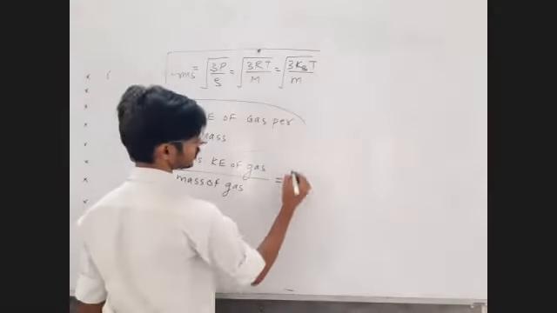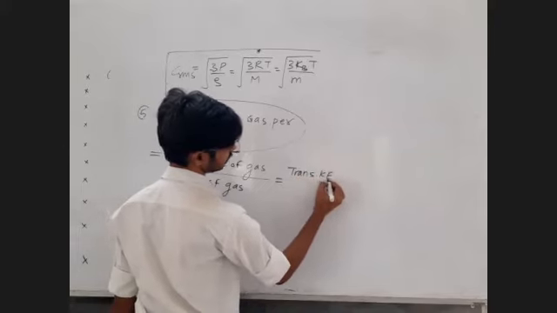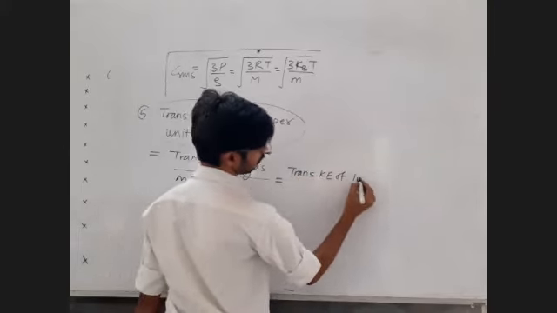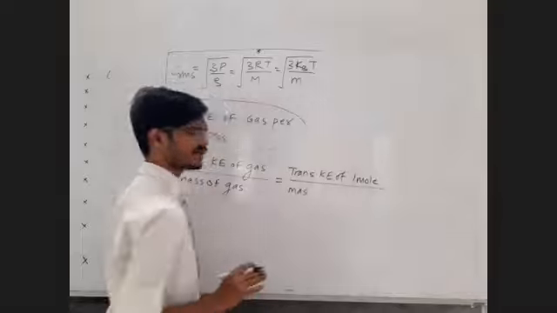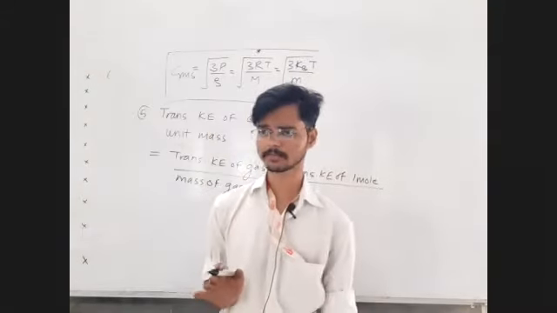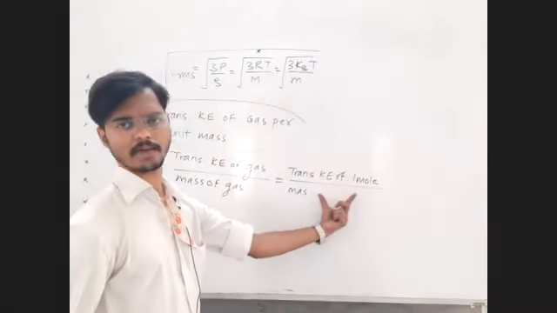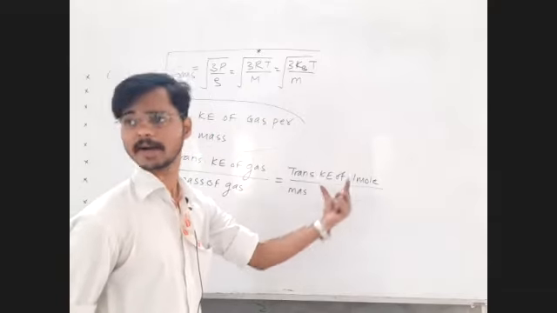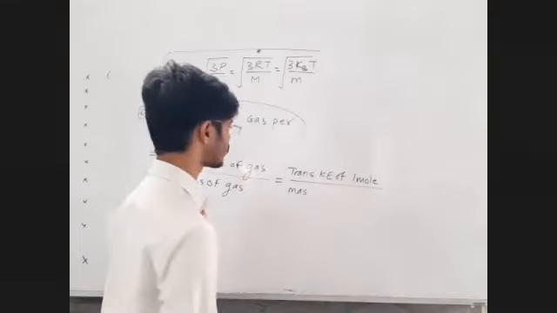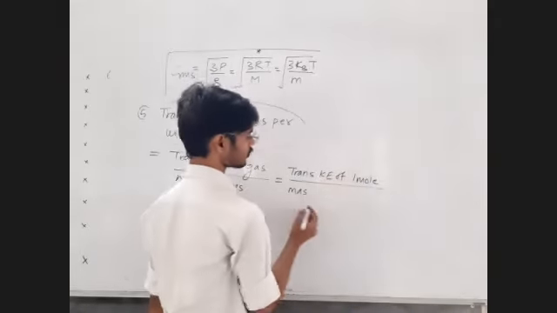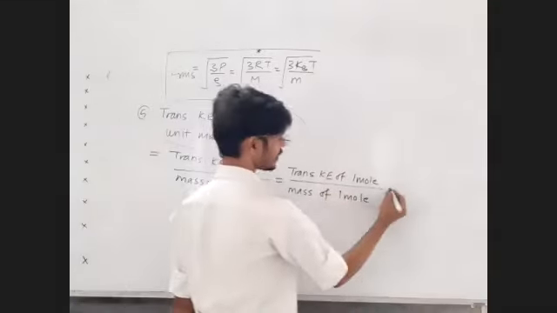Or the second way is also there. Translational kinetic energy of 1 mole divided by mass of 1 mole. Ultimately, KE per unit mass is to be found out. So take 1 mole divided by mass of 1 mole, or n moles divided by mass of n moles, or even 15 moles divided by mass of 15 moles. Even that is okay. So translational kinetic energy of 1 mole divided by mass of 1 mole. 1 mole means molar mass.